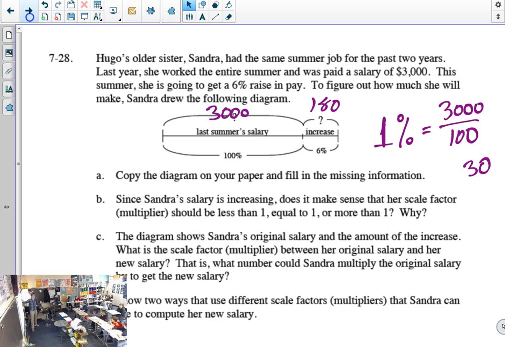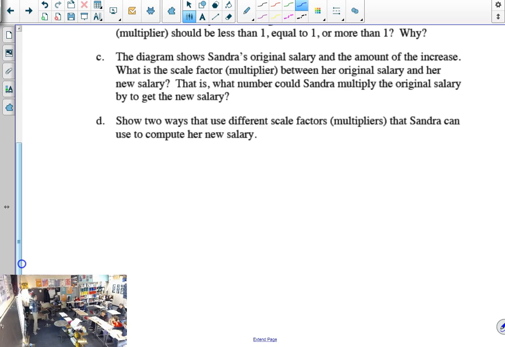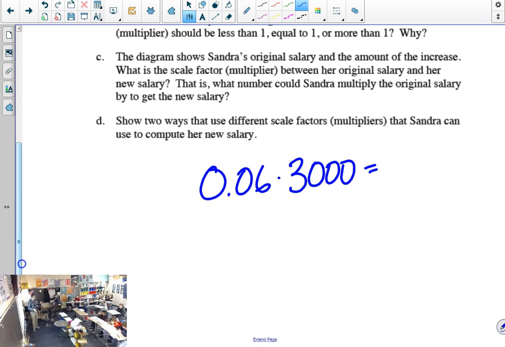Now, you don't have to go to the unit rate. You don't have to get to the 30. We could just do 6% of the 3,000. So if we want to show another way to do this, what's the decimal form of 6%? 6 hundredths, right? 0.06 times the 3,000. If you want to jot this in your notes, it would be awesome. Gets you 180. So our multiplier here can be 0.06 for that 6%.